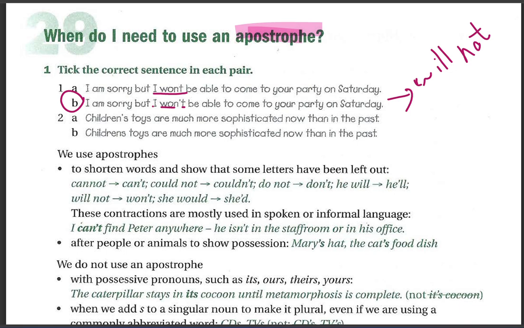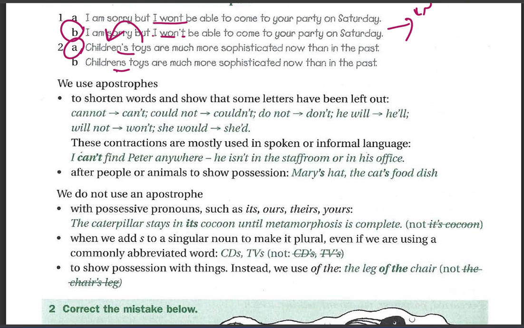Number 2. Children's toys are much more sophisticated now than in the past. Children's toys. So the first one is apostrophe S and the second just S. Which one? Great is a positive adjective. So we use apostrophe S because the toys belong to children here. Great, so let us start reading the rules together.